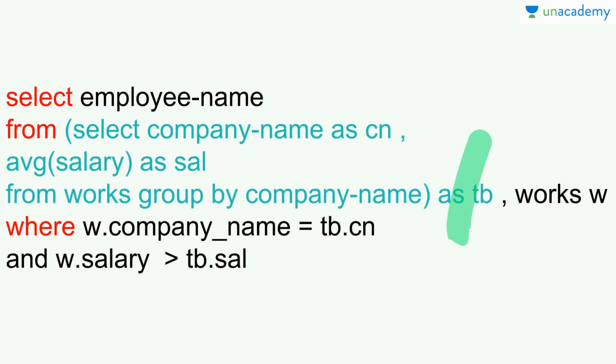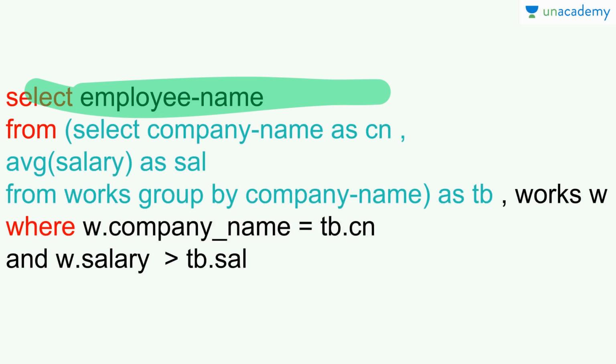So we have to check the company name of this TB and the company name from the works table. Okay, when we have got an intersection of the records of both the tables, then we have to check whether the salary of this employee is greater than the average salary or not. So what we'll do, first check whether this table's company name is equal to this inner view's company name. If yes, then check the salary of this employee if it is greater than the average salary. If yes, then display the employee name.